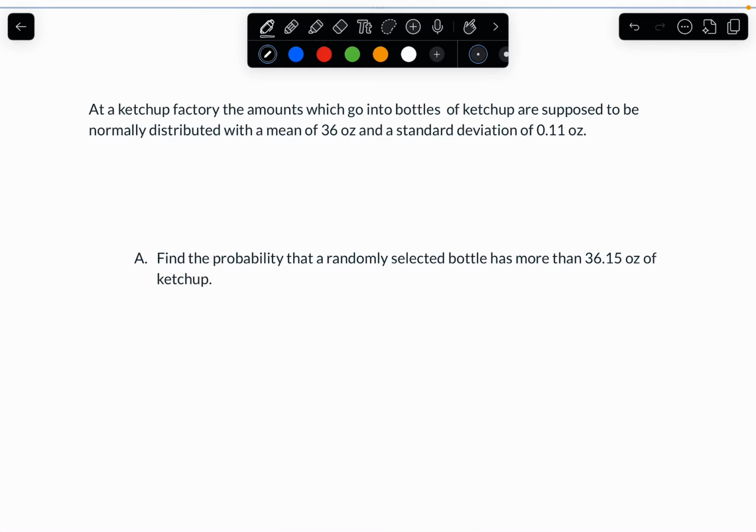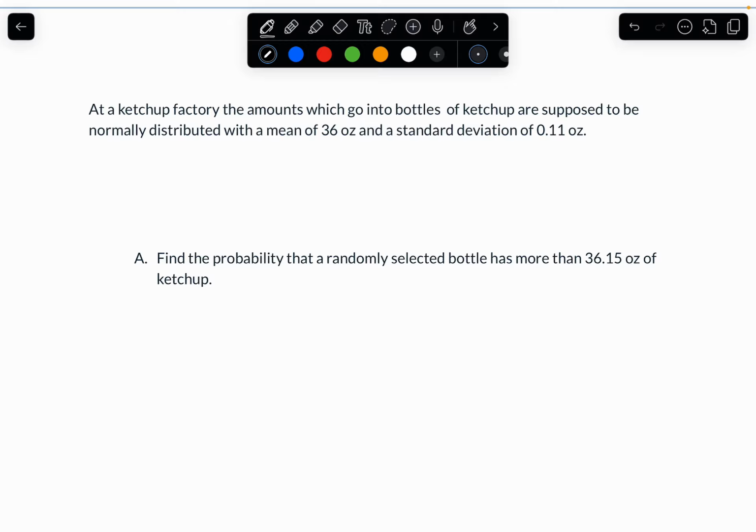At this point, we now have our z-score formula along with the understanding of how to use our z-tables, and those two things together allow us to find the probabilities related to any normal distribution. So let's look at a problem.